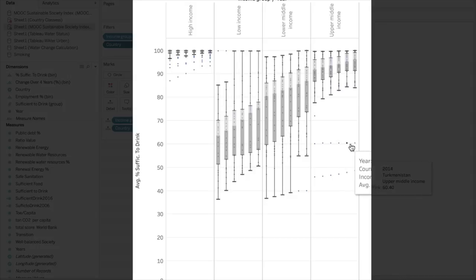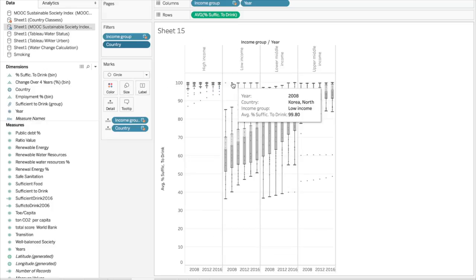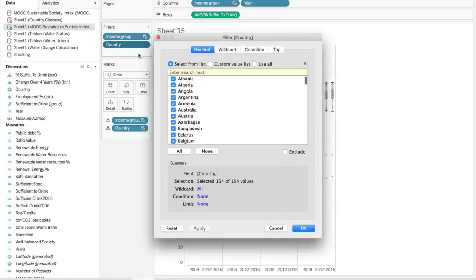These outliers are very interesting. Turkmenistan and Angola. Why are Angola and Turkmenistan so much lower than everyone else in their upper middle income group? And then low income, North Korea is a low income country that is reporting about 100% of its people having enough to drink, and that actually could be very likely a data collection issue, because North Korea is not always the most forthcoming with data.